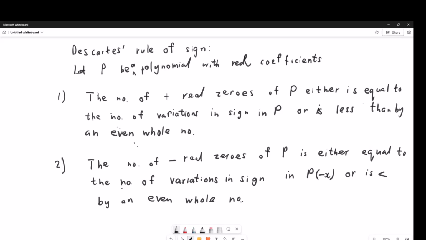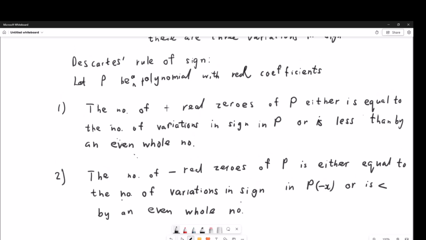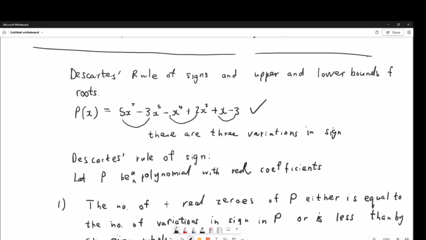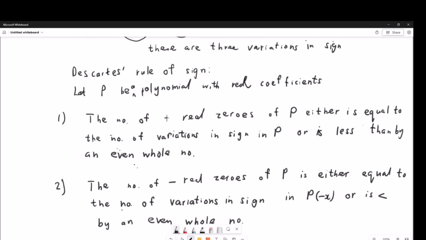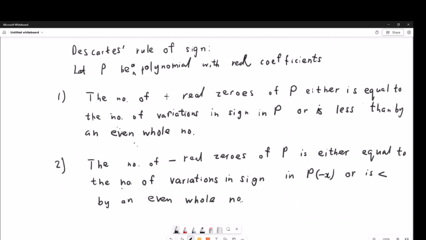So the number of real zeros of P either is equal to the number of variations in sign, which I've just shown you on top there. There we have 3 variations in sign after arranging the powers in descending order. So it's either equal to the number of variations in sign in P, or is less than that by an even whole number, 2, 4, 6, 8, etc.